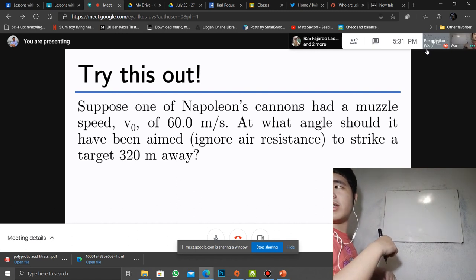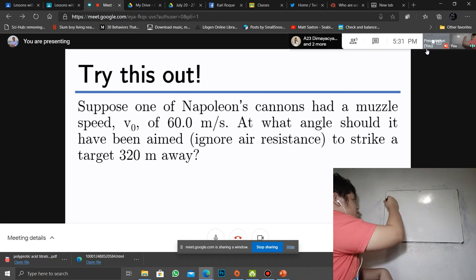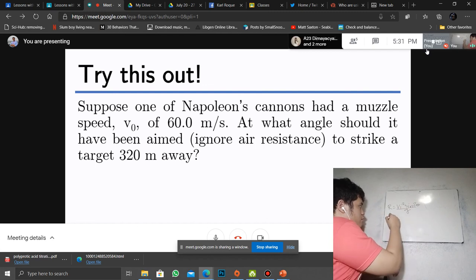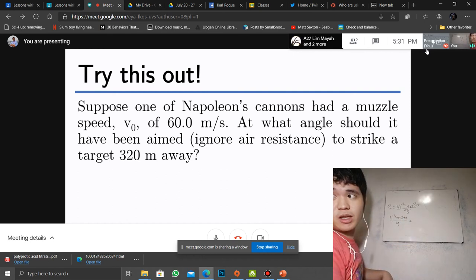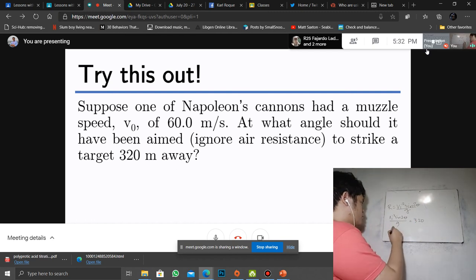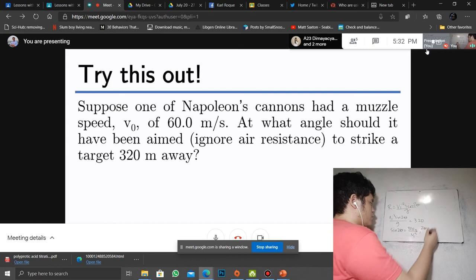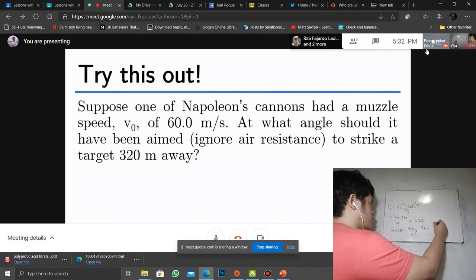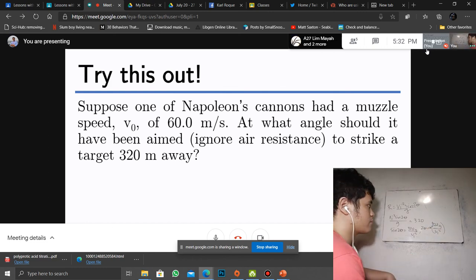Ayan, di ba? V naught equals 60 meters per second. Oh, range. Vi squared sine 2 theta over g equals 320, di ba? Sine 2 theta equals 320g over vi squared. 2 theta equals sine inverse of 320g over vi squared. Di ba we'll get theta here, 1 half to tall.